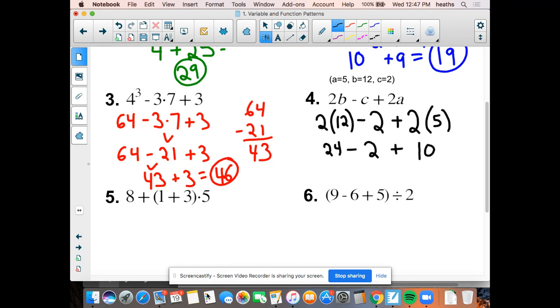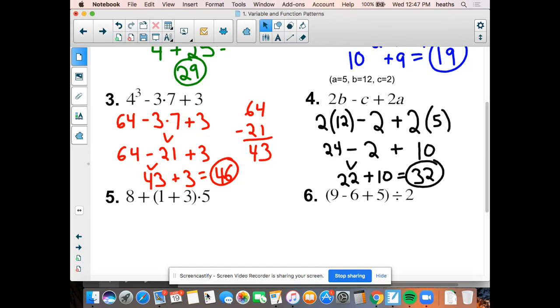24 minus 2 is going to be 22, and 22 plus 10 is going to be 32. Final answer for number 4 is 32. Okay, scrolling down, halfway home, everybody.